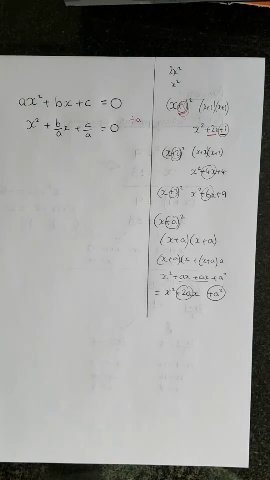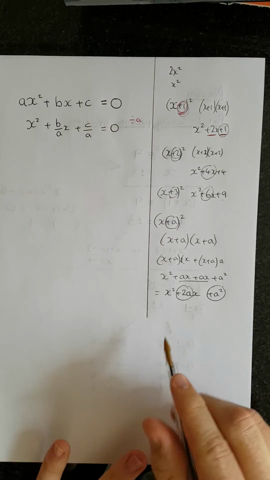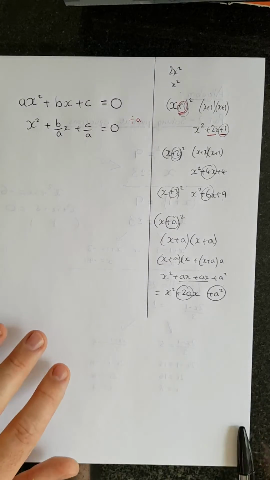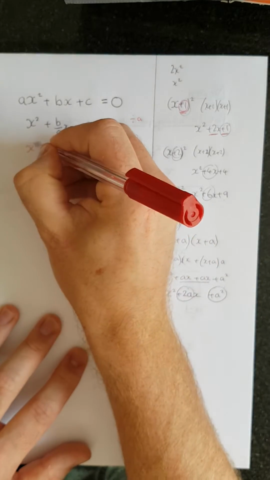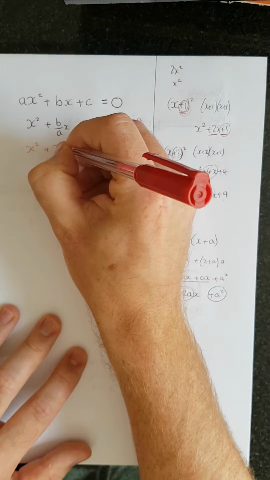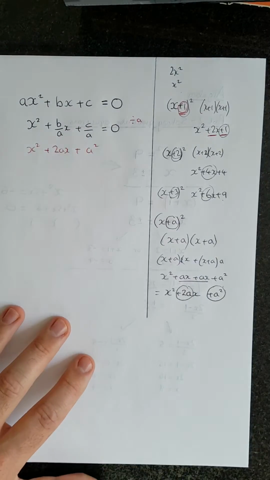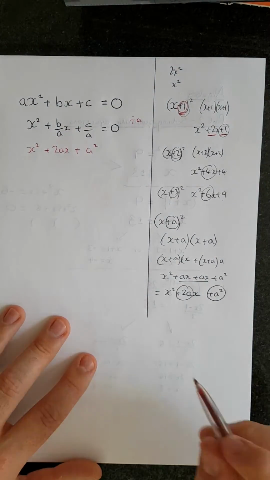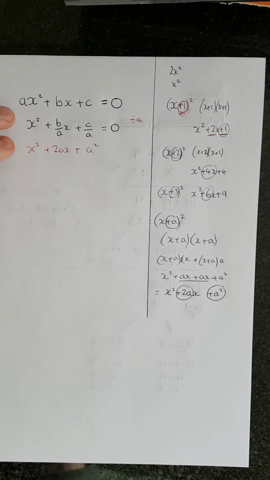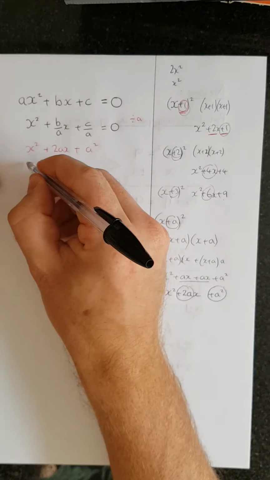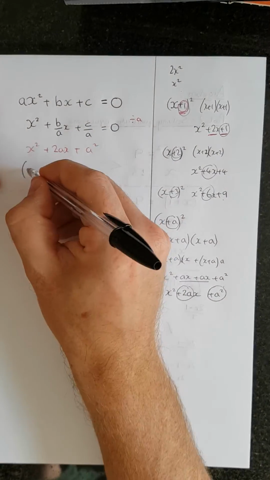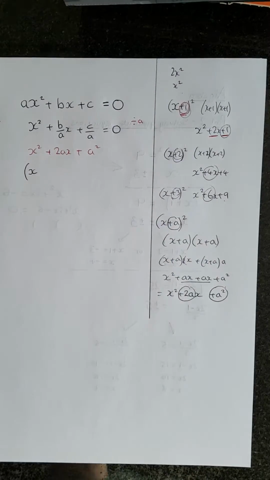So now here we go. I've now got an x squared term just like in my example. Let's copy that formula down underneath. X squared plus 2ax plus a squared. So, I'm going to open up a bracket now and try and do this. So I'll put x here.